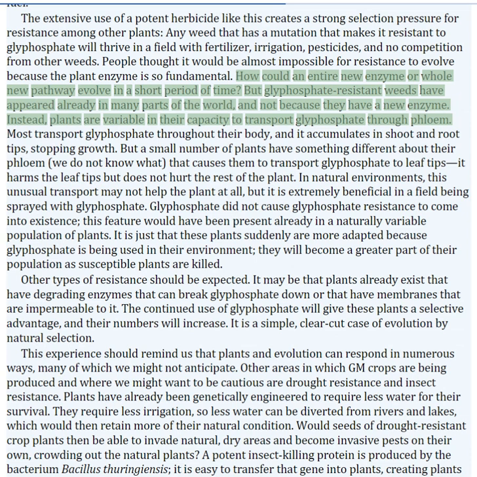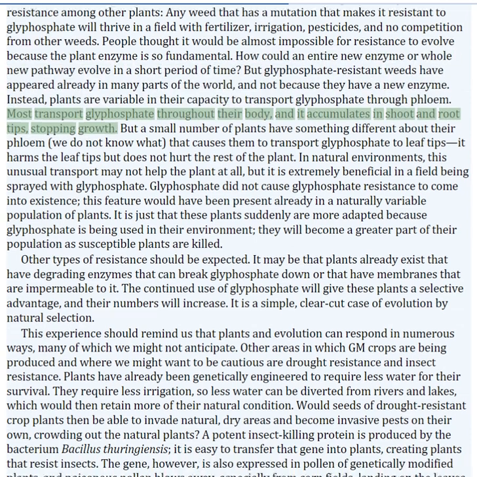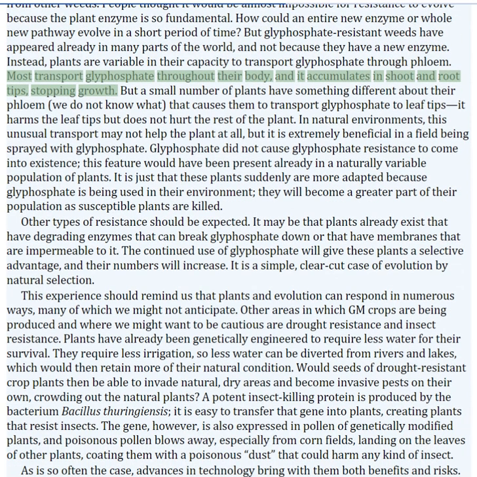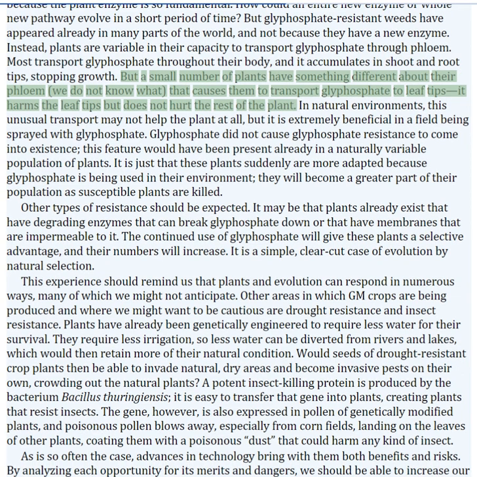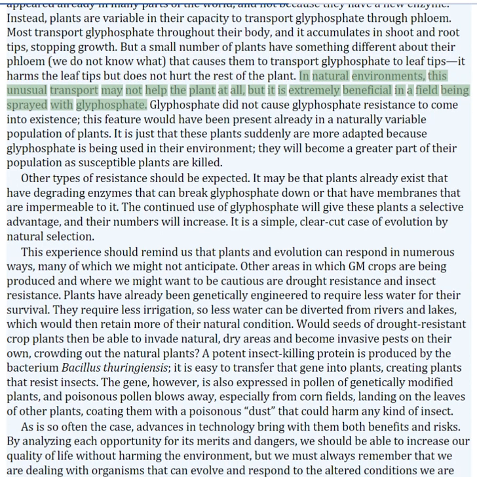Instead, plants are variable in their capacity to transport glyphosate through phloem. Most transport glyphosate throughout their body, and it accumulates in shoot and root tips, stopping growth. But a small number of plants have something different about their phloem that causes them to transport glyphosate to leaf tips. It harms the leaf tips, but does not hurt the rest of the plant. In natural environments, this unusual transport may not help the plant at all, but it is extremely beneficial in a field being sprayed with glyphosate.